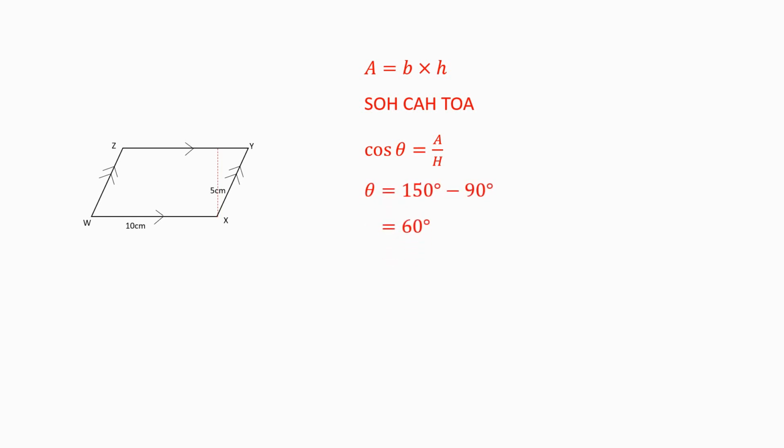So we substitute, we have cos 60 degrees is equal to H over 5, 5 being the hypotenuse, in our case it's XY. So we cross multiply, we have H is equal to 5 cos 60 degrees. Then remember our formula of the area is base times height. So substituting it, our area will be our base, which is 10, being WX, times the height, which we have computed and obtained as 5 cos 60 degrees. So using your calculator, you find that the area is 25 square centimeters.